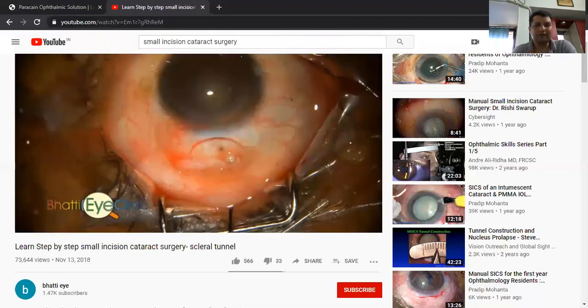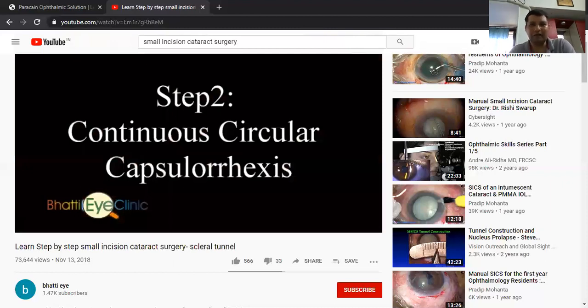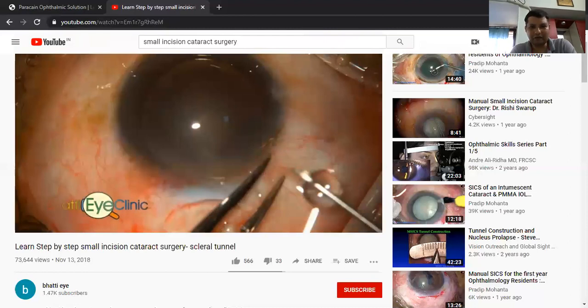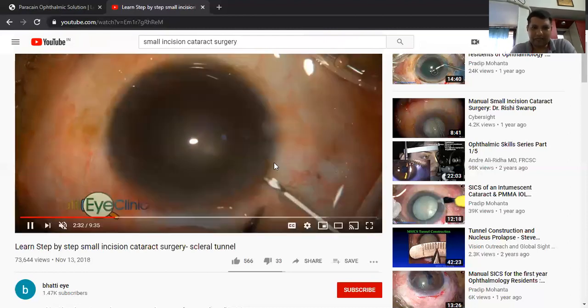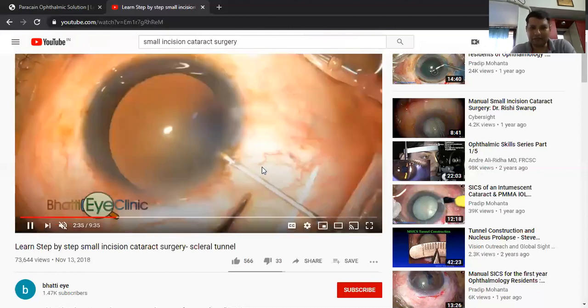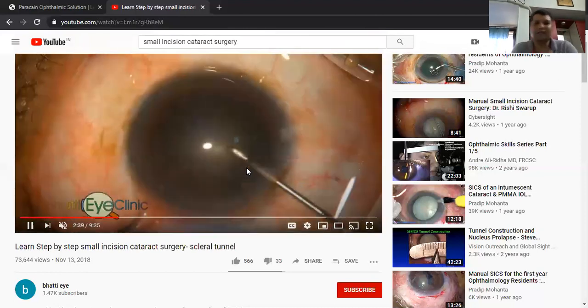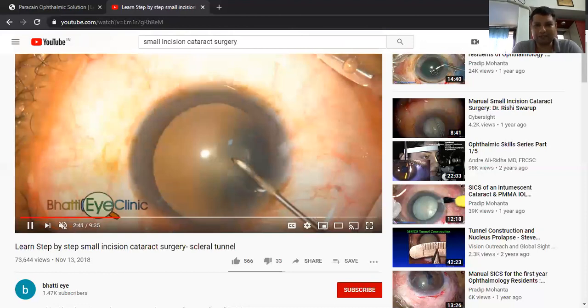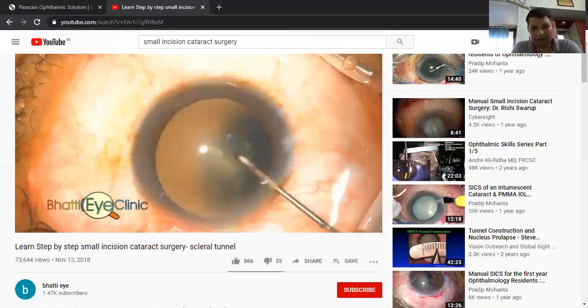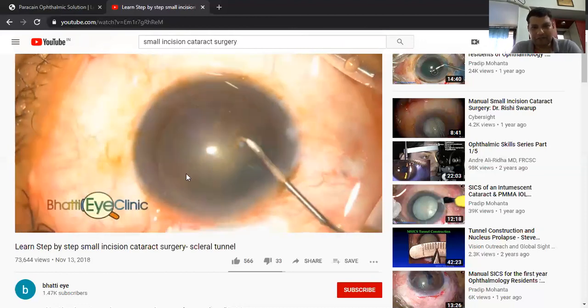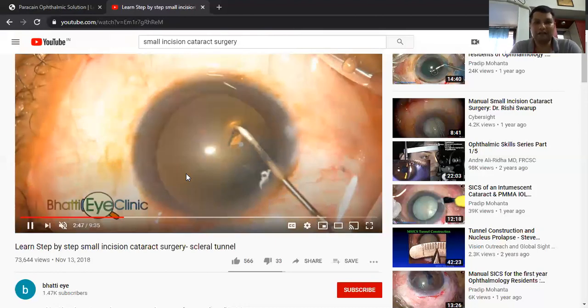Okay. Once we have made side pockets, we are not entering into the anterior chamber yet with the main incision. We are entering through a side port. So we are making a side port. Here the side port is made by a 26 gauge needle, but we can use a side port knife also to make the side port incision.